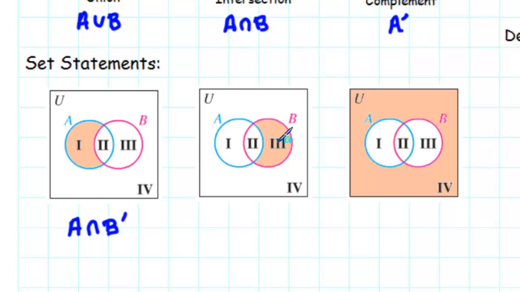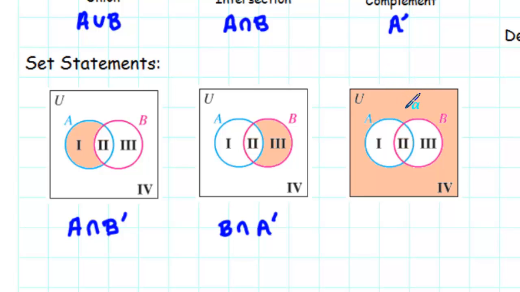What about in the second diagram? We see that only region 3 is shaded in. This would represent all the ballerinas that are not actresses. So the way that we would write this down is B intersected with A complement. These are the women that are ballerinas but are not actresses.